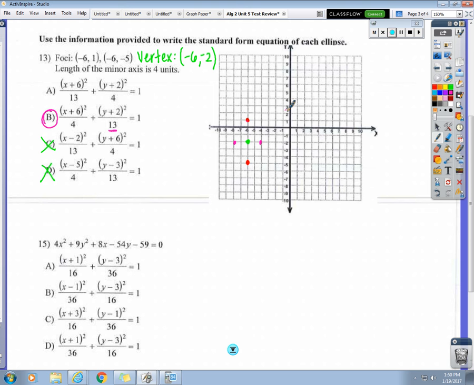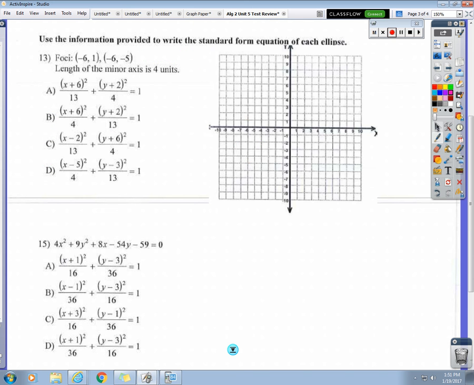Let me say that again. Your foci points are always plotted on your major axis. Well, the foci points were plotted up and down. So that means y is your major axis. This ellipse ends up being taller than it is wide, correct? Which means your y value has the bigger number under it.